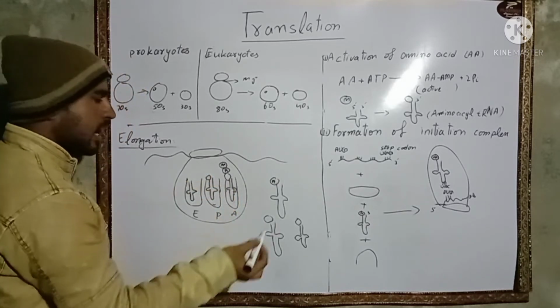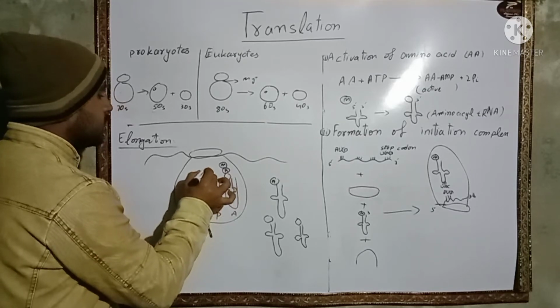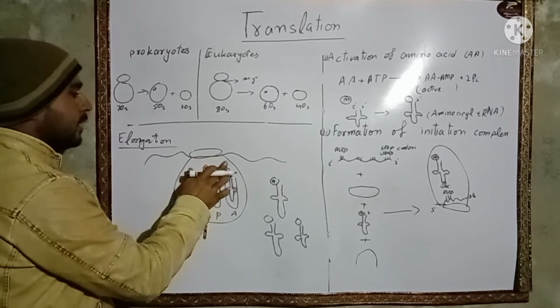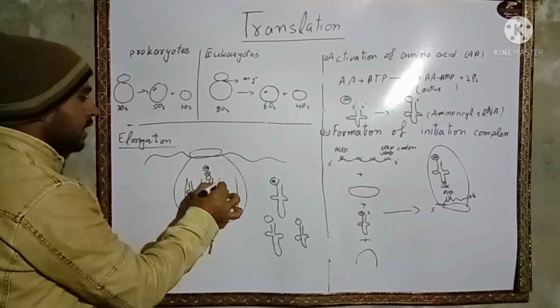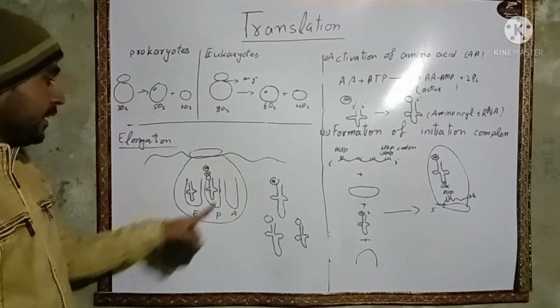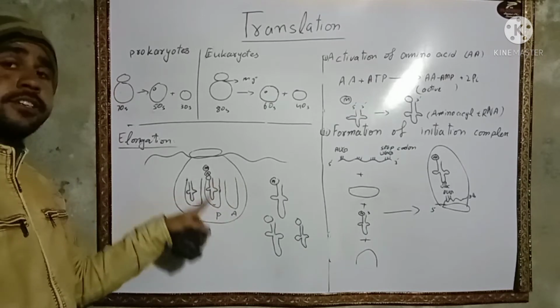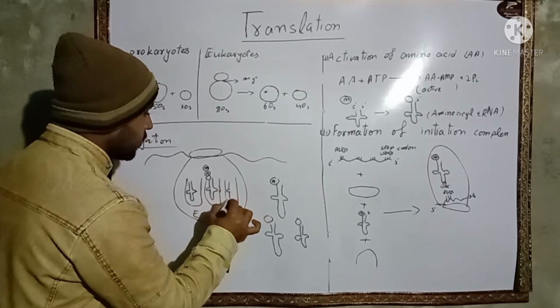This is any other type of amino acid. This is alanine, this is methionine. When it enters into the P site, it will be removed from the A site like this. When it is blank, then another type of aminoacyl transfer RNA enters into the initiation complex like this.